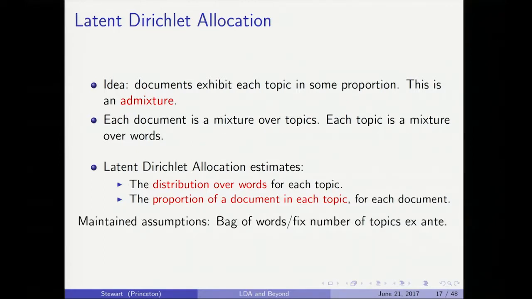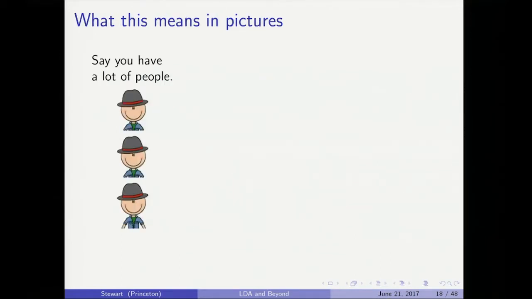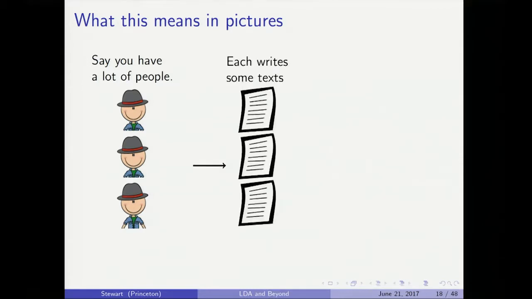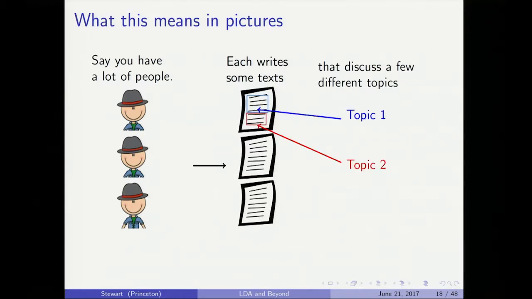Throughout this, we're going to assume that we have a bag of words representation. We're going to fix the number of topics ex ante. So let's quickly go through what this means in pictures. We have these fine-hatted gentlemen here who are very happy. They have a big smile on their face because they have nice hats. They're each going to write some text, and these texts are going to discuss a few different topics. Some are about topic one, some about topic two.